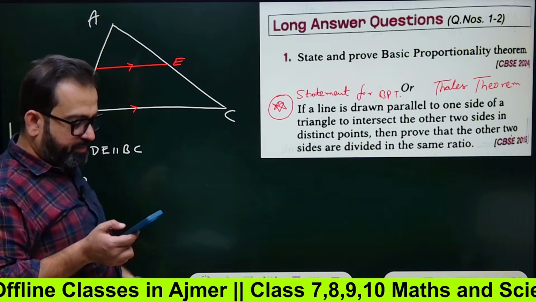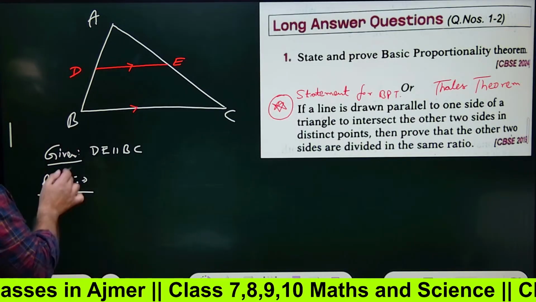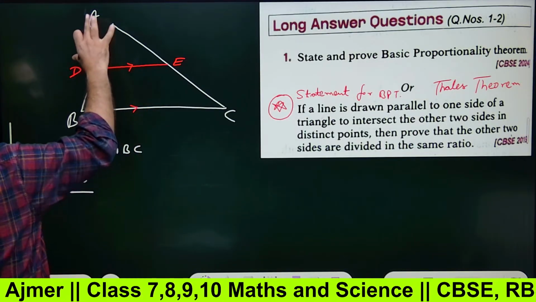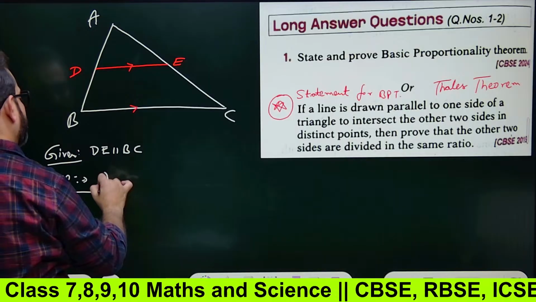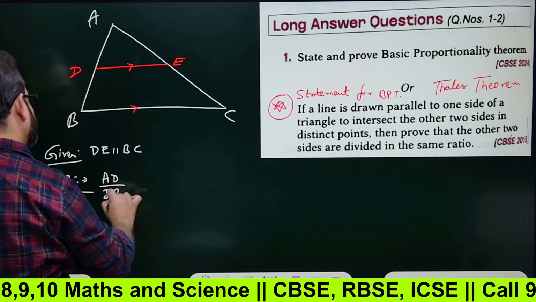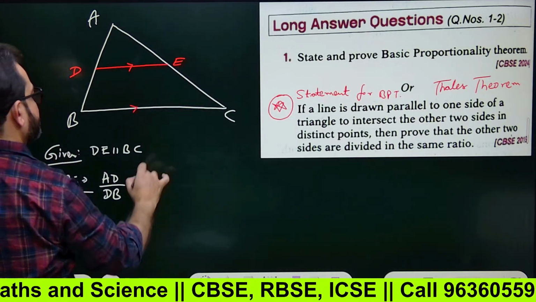First study for pre-boards, then try for boards. So we have to prove that this line is dividing these two sides in the same ratio: AD upon DB equals AE upon EC.